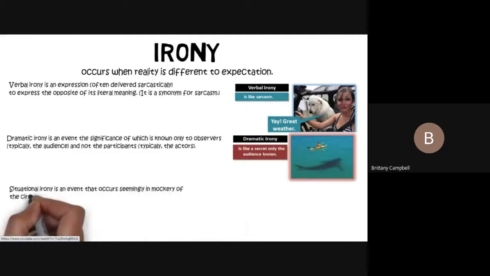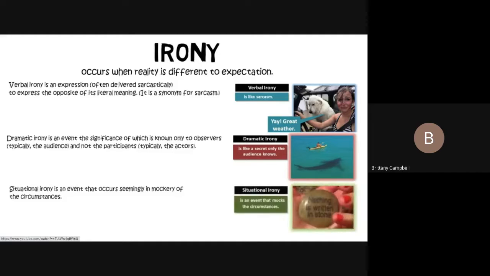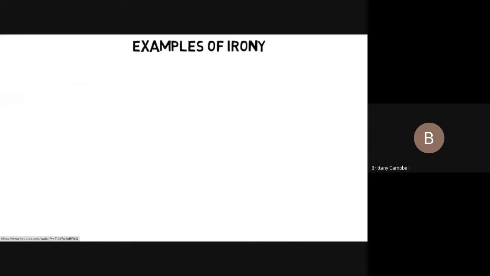The third one we're going to look at is situational irony. Now, this is the one that everybody thinks about when they consider irony, and it's an event that seems to mock the circumstances. So here you can see, nothing is written in stone. Now those words are literally written in stone. That seems to mock the circumstance. That's an example of situational irony.